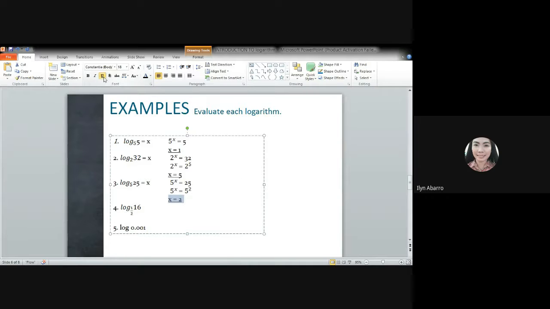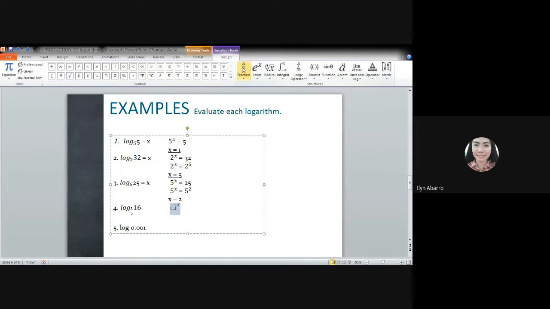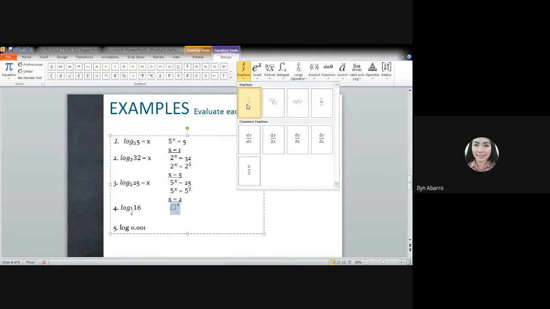Okay. Number 4. Okay, number 4, the logarithm of 16 with base 1/2. So, our base now is 1/2 or fraction na. Papalitan natin itong ating base ng fraction. So, nasaan na yung fraction natin? It's here. So, yan.